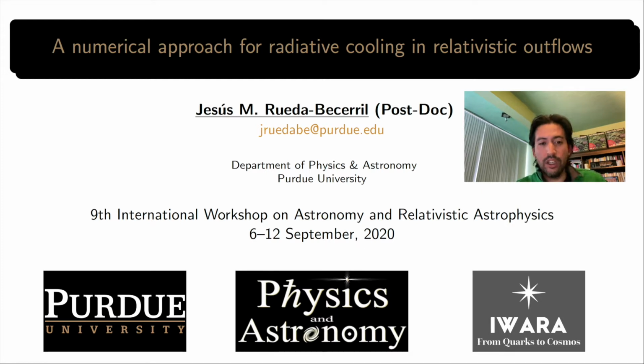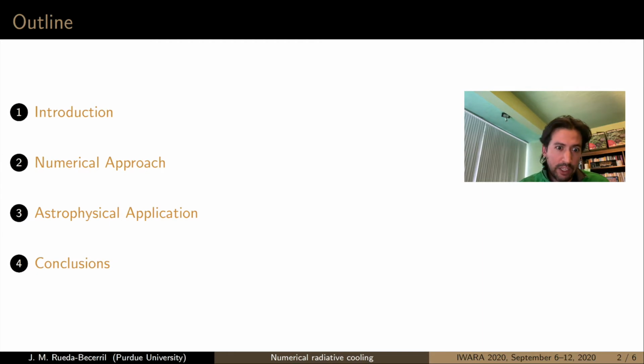Today I'm going to talk about the numerical approach that I have developed in order to study radiative cooling in relativistic outflows. The outline of my talk is: first, the introduction, talking about the astrophysical object that I would like to discuss today. Then I will talk about the numerical method that I have developed. Then I will talk about the astrophysical application of this numerical tool, and I will finish with some conclusions.